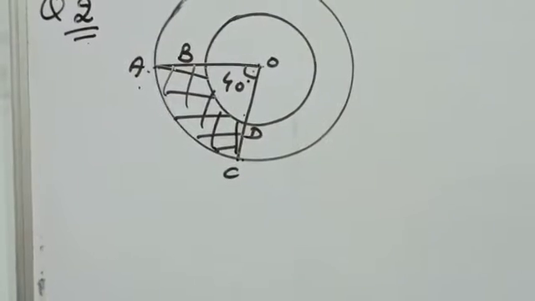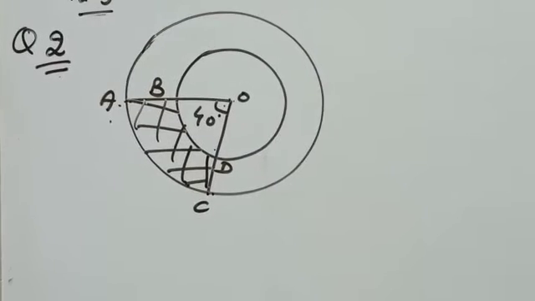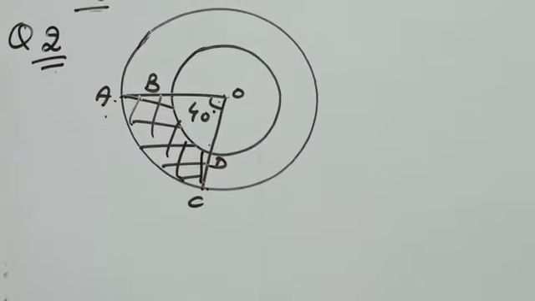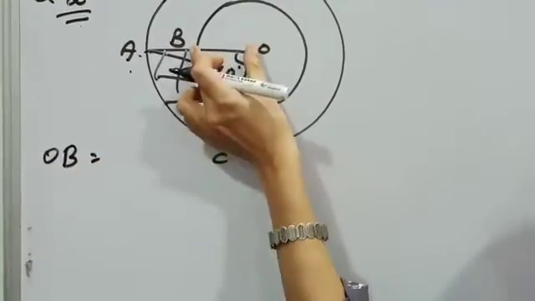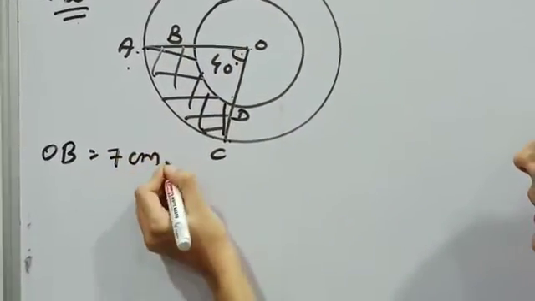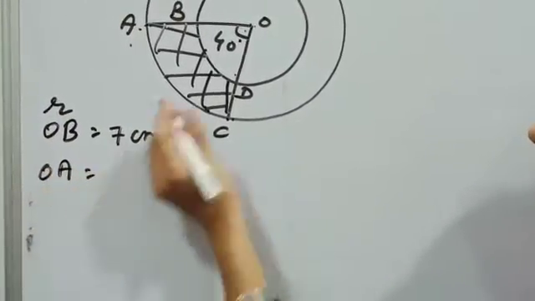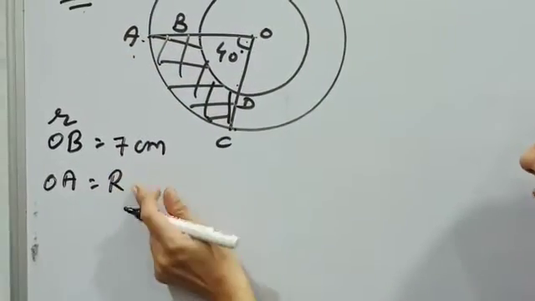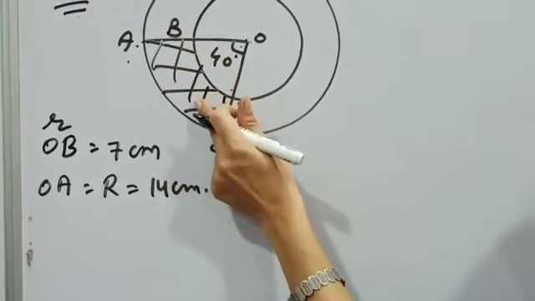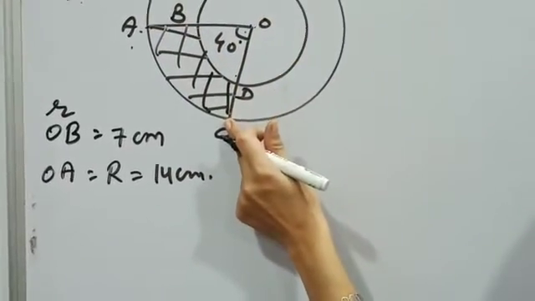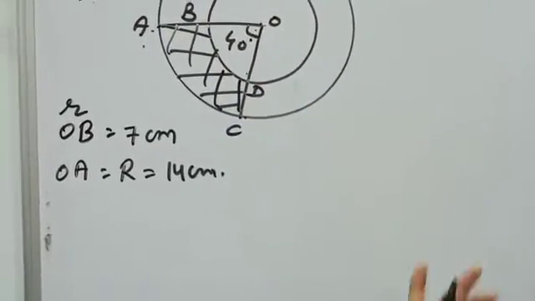And we are given two circles: the smaller circle's radius is 7 centimeter and the bigger circle's radius is 14 centimeter. So OB equals the radius of the smaller circle, 7 centimeter, which I denote by small r, and OA equals the outer circle radius, which I denote by capital R, equal to 14 centimeter. To find the shaded area, from the outer sector area we remove the sector area of the inner circle, and that is the shaded part area.